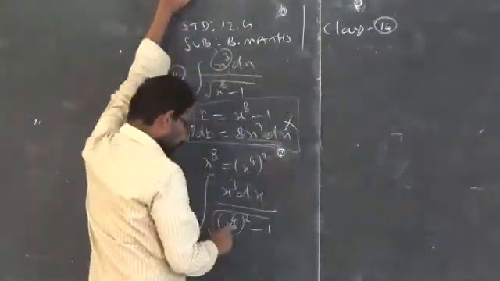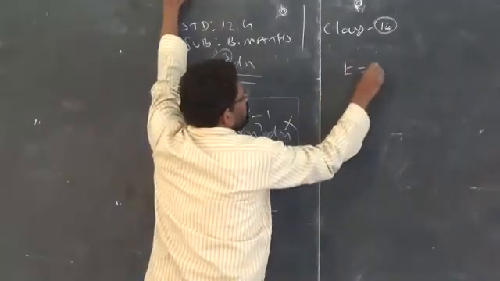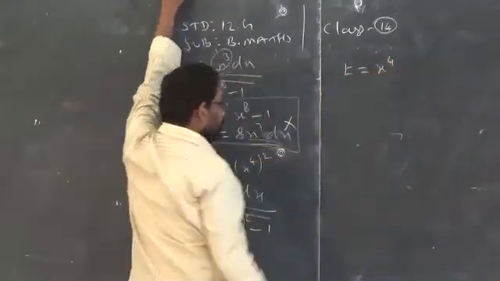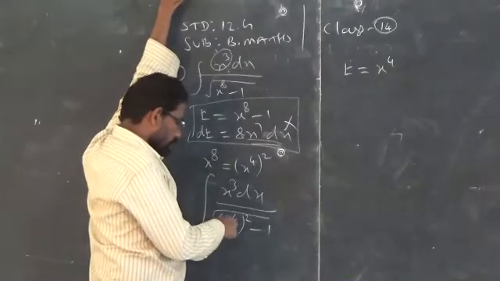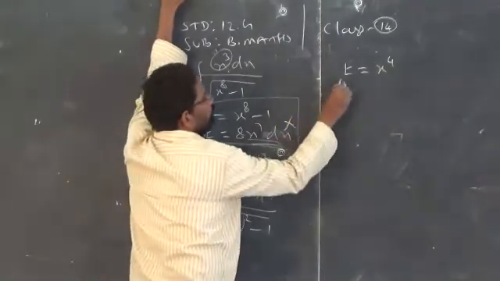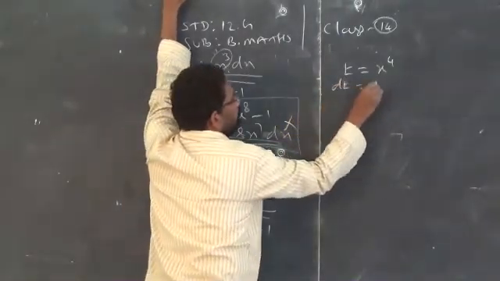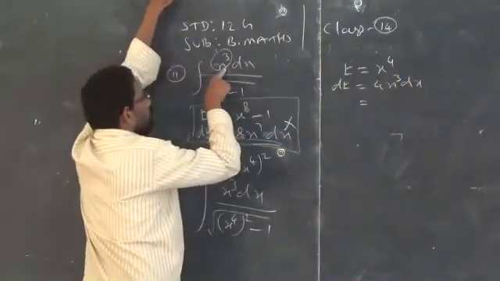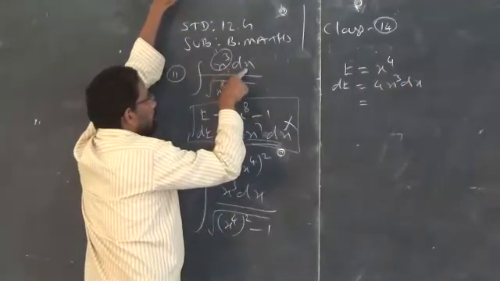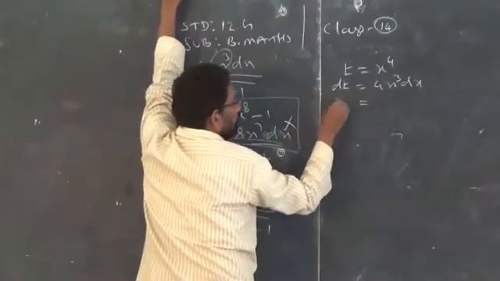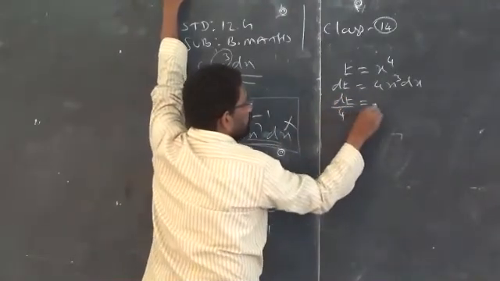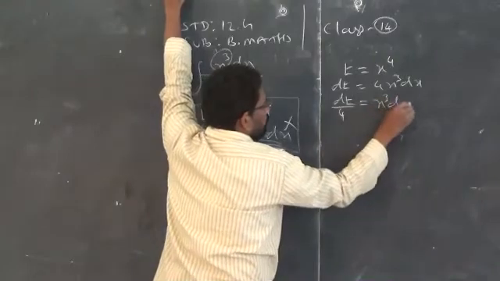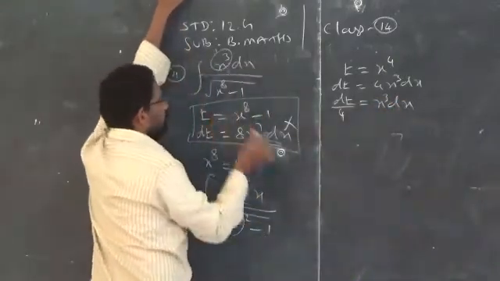Now you go for t. T is equal to x power 4. As usual, you have to take t as inside the bracket. So now differentiate: dt is equal to 4x cube into dx. I need only x cube dx, so I don't want 4. Bring it to the left side as a divisor. Just you have to replace everything.